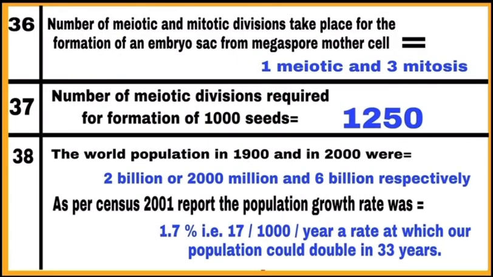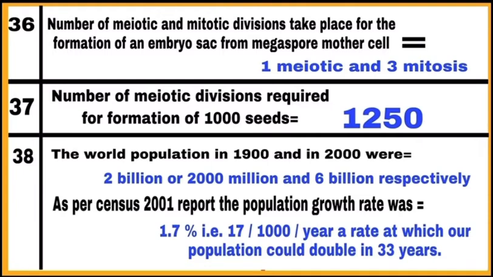Point 36. Number of meiotic and mitotic divisions take place for formation of an embryo sac from megaspore mother cell. 1 meiotic division and 3 mitotic divisions are required for formation of an embryo sac with 8 nuclei and 7 cells from megaspore mother cell.